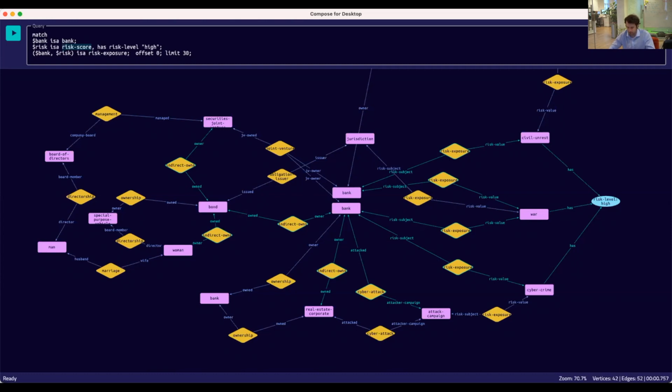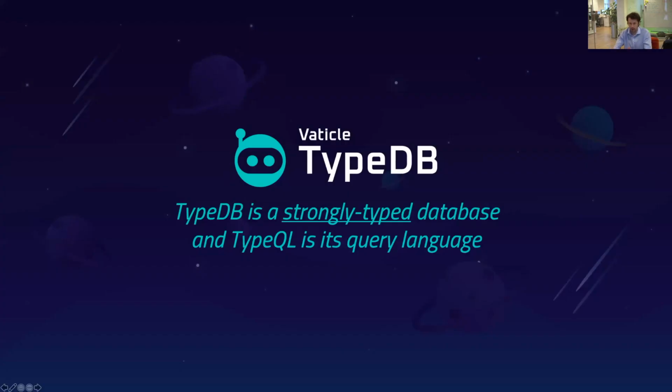So going back to the presentation. Now what I want to do is go through all the 4 key components that make up TypeDB.